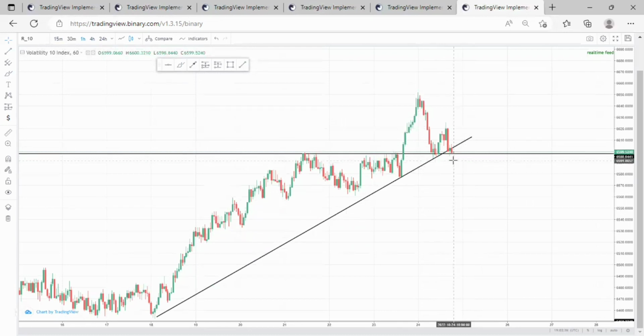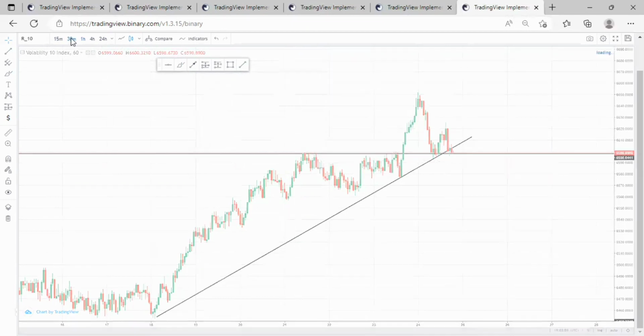So I must be extremely careful so that I don't jump into the market and lose money. I don't want to lose money because last week was really bad. It wasn't a good week at all. Okay, so that's it for VIX10 and our entry.